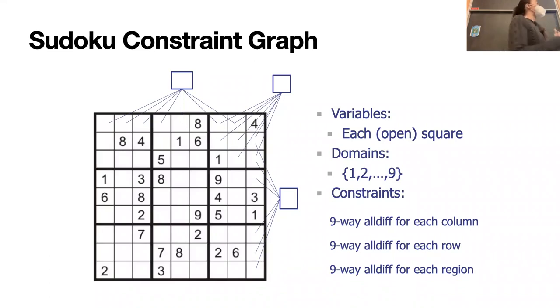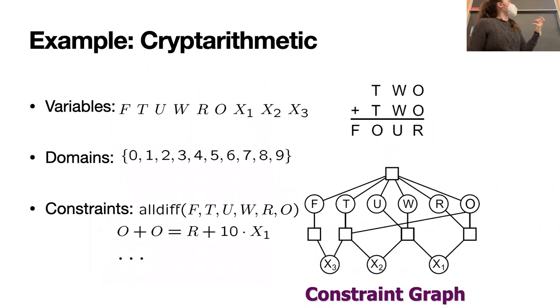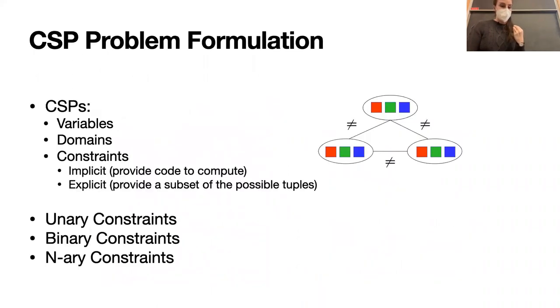So again, it's getting a little bit more complicated, but you can kind of see what those things look like. We already saw the constraint graph for cryptarithmetic. But again, these things can get more and more complicated as we get greater and greater in size. So this is sort of motivating what we're going to use for our CSP problem formulation.